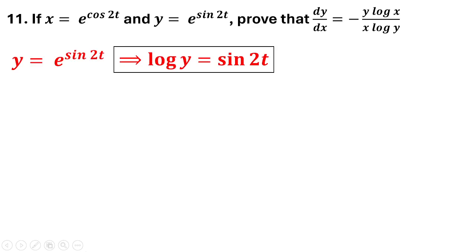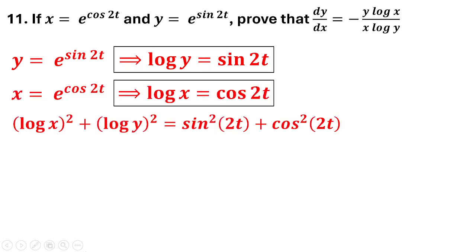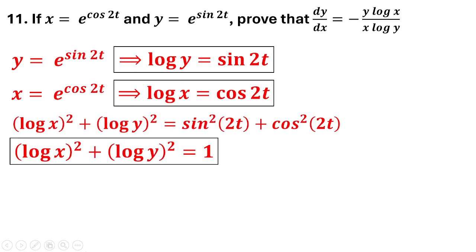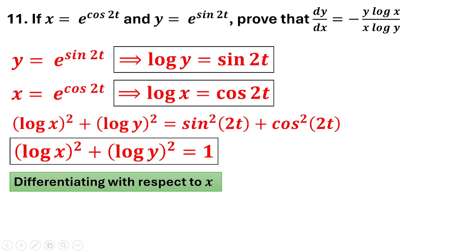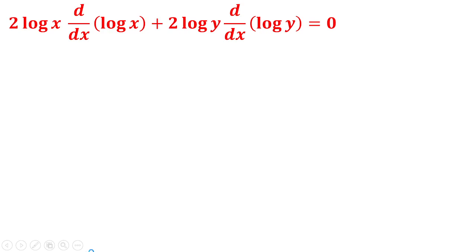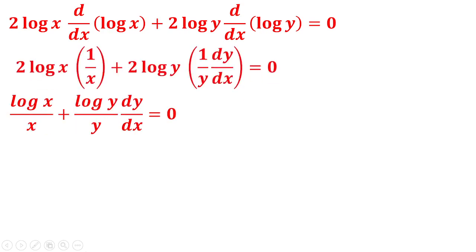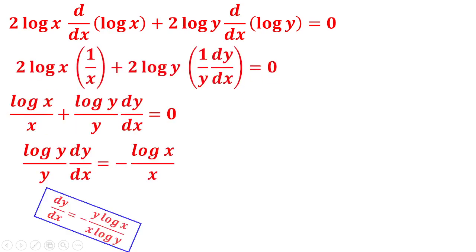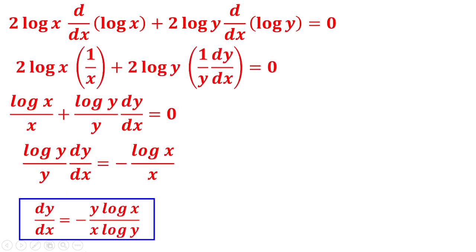First dy by dt. Now I am taking log on both sides so that it will be easy for me to do the differentiation. Therefore, now I am taking log y is equal to sin 2t and log x is equal to cos 2t. Then you know that sin square 2t plus cos square 2t is 1. Or you are getting (log x)^2 plus (log y)^2 is equal to 1. You do the differentiation, then you will get the answer as dy by dx is equal to minus y log x by x log y.